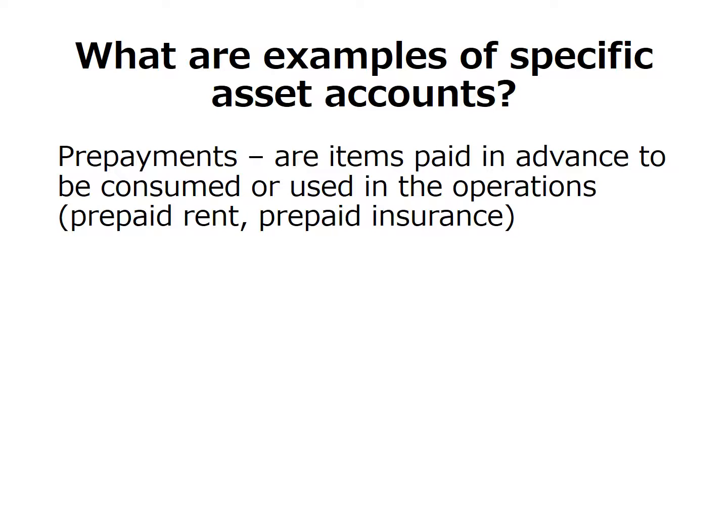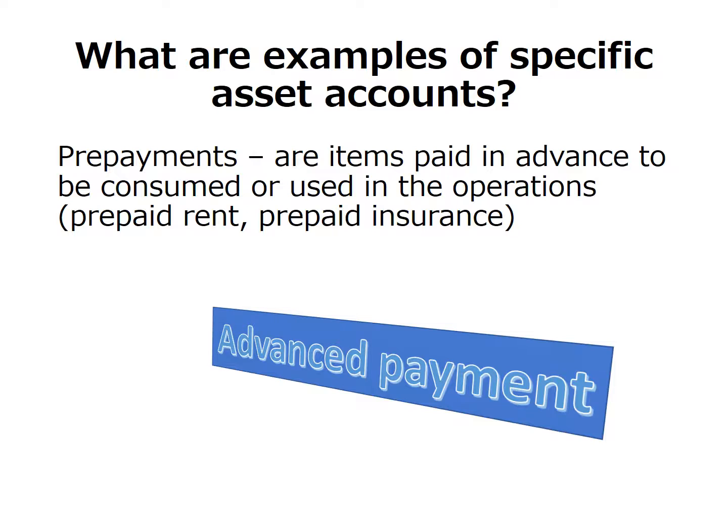Prepayments are items paid in advance to be consumed or used in the operations, like prepaid rent or prepaid insurance. For example, the monthly rent is 10,000 pesos, and the business paid it in advance for 3 months, so it's 30,000 pesos. 30,000 pesos is called prepaid rent. It is an asset because it will be consumed for the next 3 months. Anything that the business can use or consume is an asset.